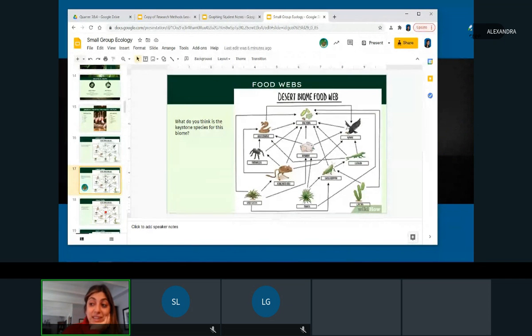Okay, so Logan, you said bacteria. Okay. So if there's no bacteria, what would happen? Or grass. If there's no grass, what would happen? One thing that we can do to figure out which one is the keystone species is see how it would affect the rest of it, right? Okay, so if there's no rabbit, means no hawks. Okay, tell me more about that. Why no hawks and no rabbits?